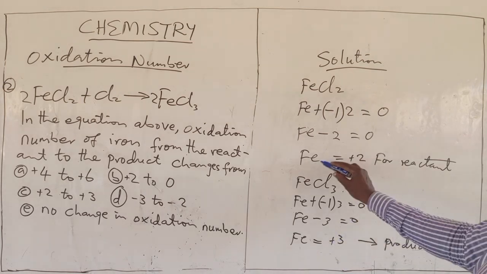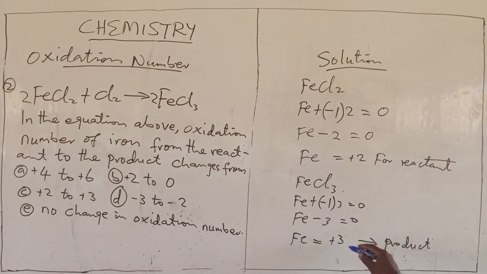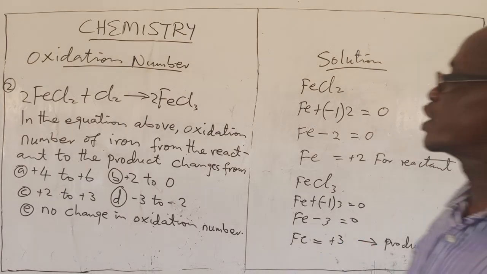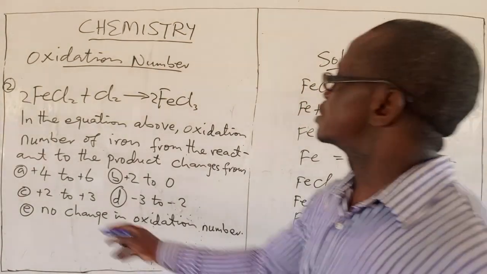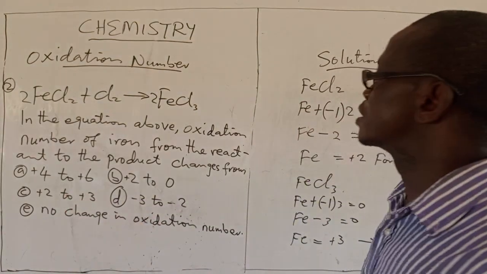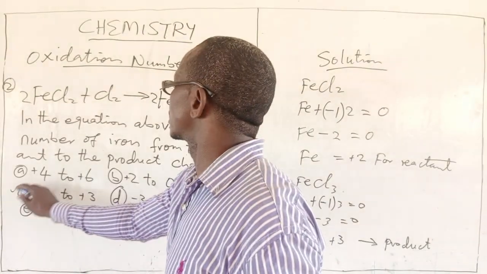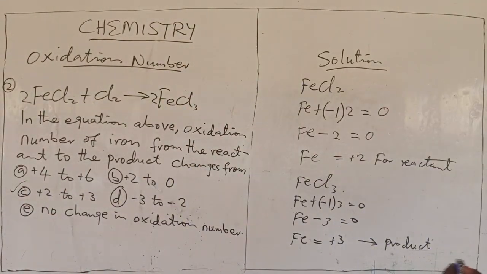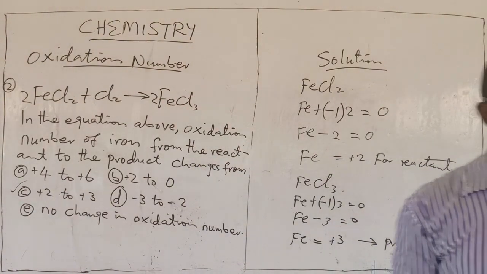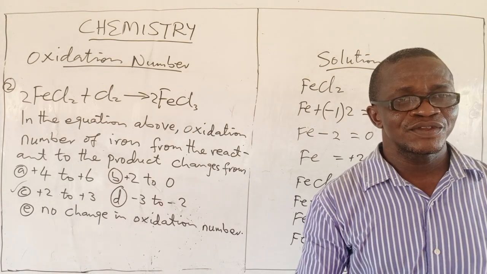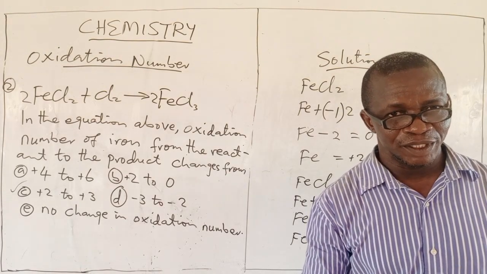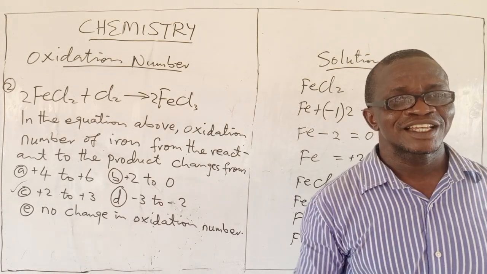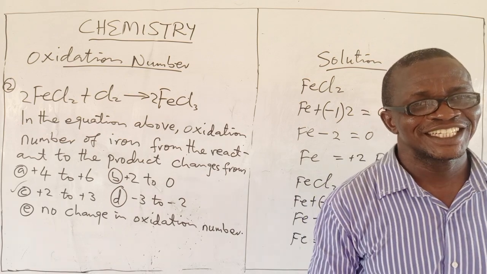So reactant, you have plus 2. Product, you have plus 3. Check whether you have something like that. C is correct. C is correct. So I believe you have enjoyed the class. Let me give you something to do.